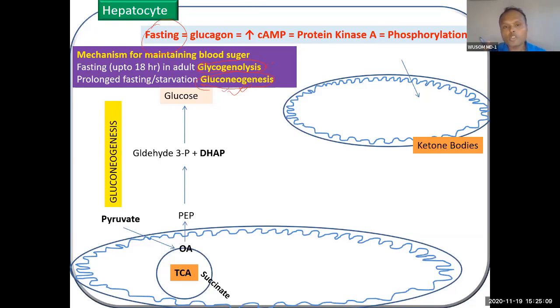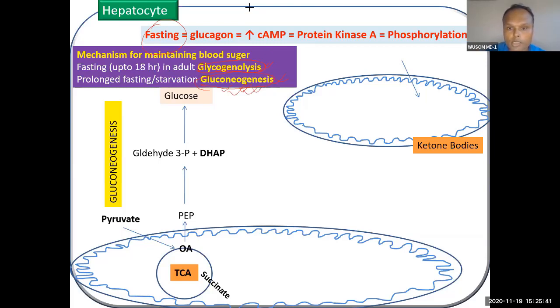Glycogenolysis is limited because a newborn baby has very little glycogen storage, and that is why gluconeogenesis becomes very important for the newborn baby. For an adult, up to 1 day, glycogenolysis will maintain blood glucose level and then gluconeogenesis. But for a newborn baby, there is little glycogen storage in the liver and muscle, so gluconeogenesis becomes very, very important. So what is gluconeogenesis?